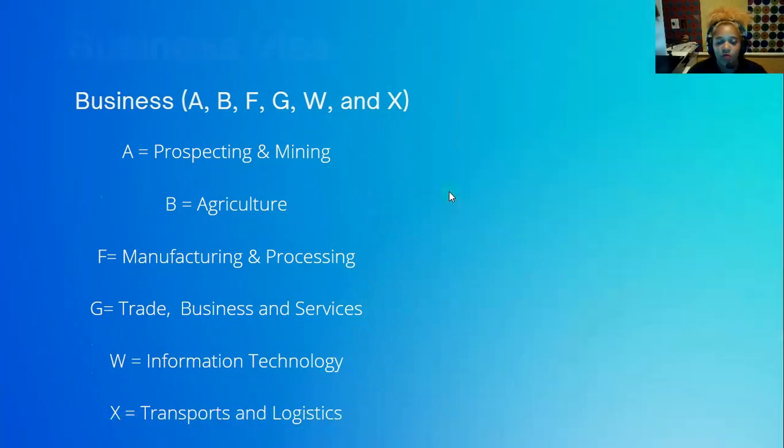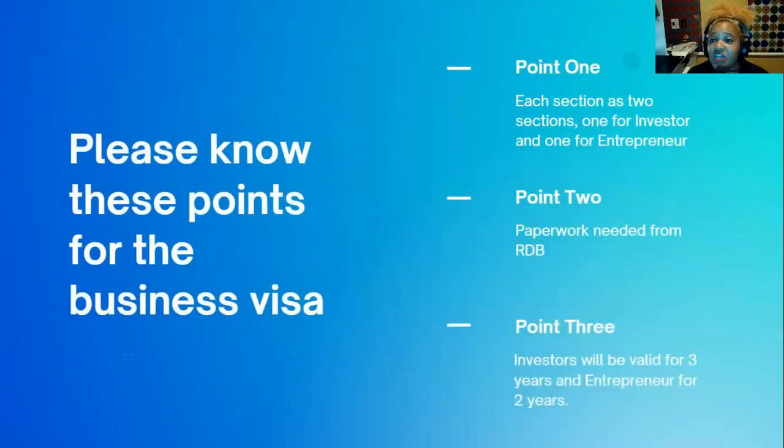So we're going to go in real quick and I'm going to highlight some interesting things about these. Number one, each section that we just talked about, hence if I said section W, has two sections underneath it. One is for investor, the other is for entrepreneur. So if you're just looking at investing, you can find yourself into one. Those are two different visas. And the investor, you get an investment certificate from RDB. So that takes me down to point two. You need paperwork from RDB in order to set this up.